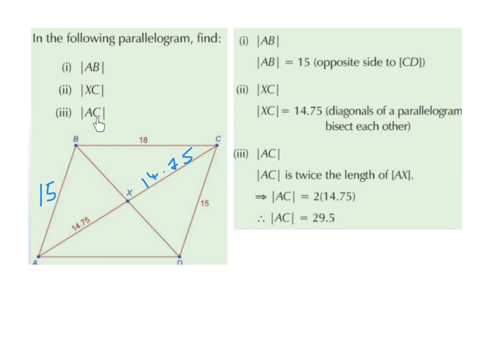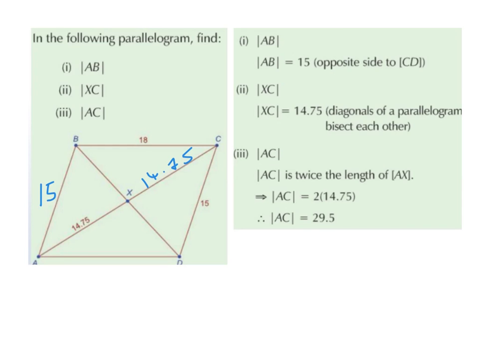Part 3, find the length of AC. So from A to C, well, we know from here to here is 14.75, and from here to here is 14.75. So add them together, or else multiply one of them by 2, and we'll get our answer. So AC is twice the length of AX. So the length of AC is going to be 2 times 14.75, or else 14.75 plus 14.75, which gives us 29.5. So AC is 29.5.